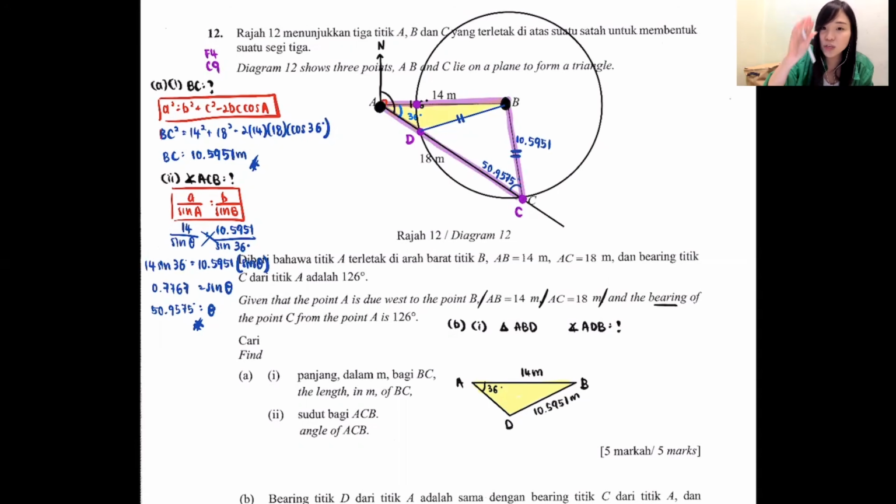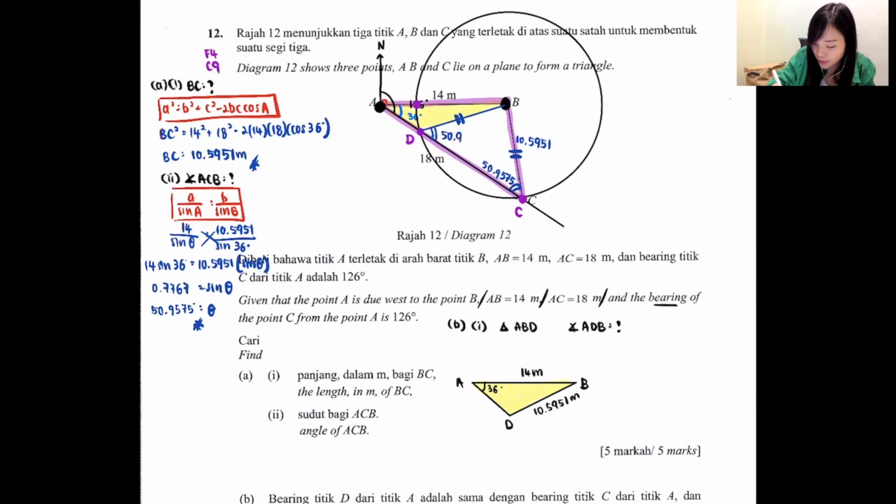Please remember, in between the new one and the old one, you will always see this one. This one is a what? Do you realize these two side lengths are the same? Two side lengths the same, what do we call it? Isosceles triangle. That means this angle and this angle will be the same.